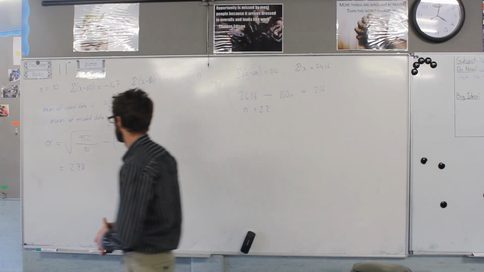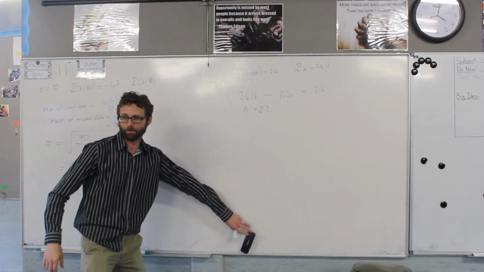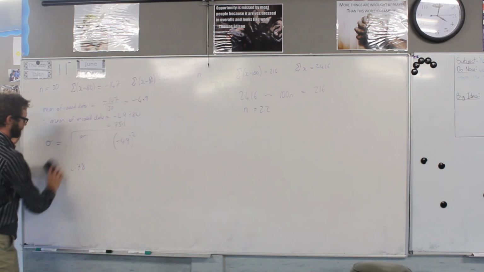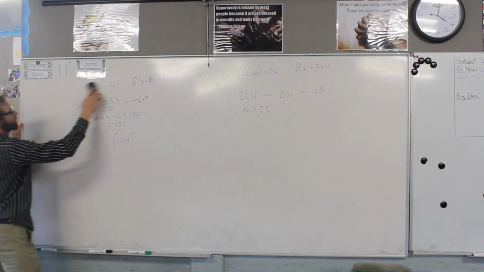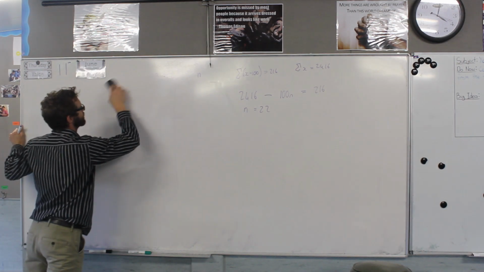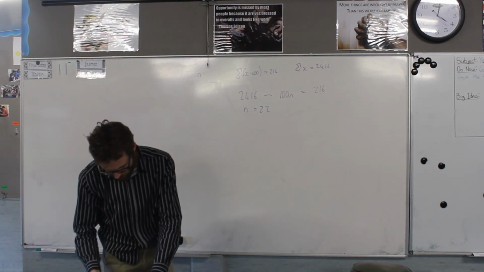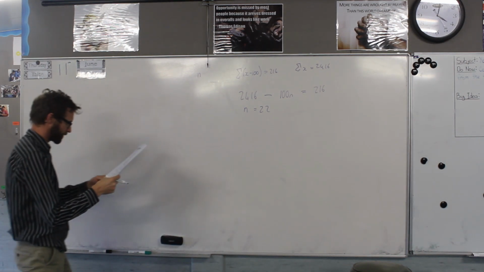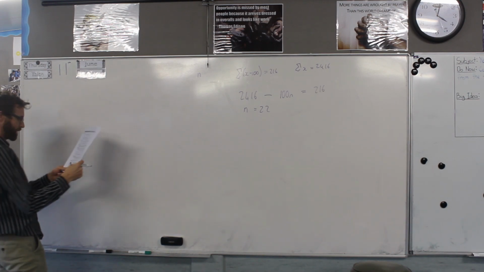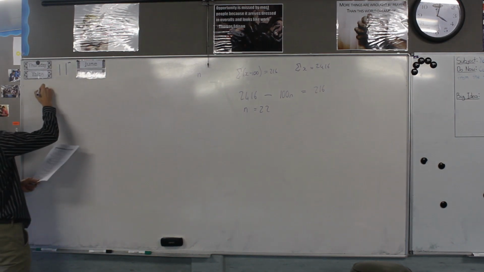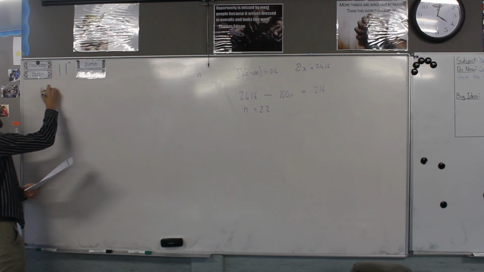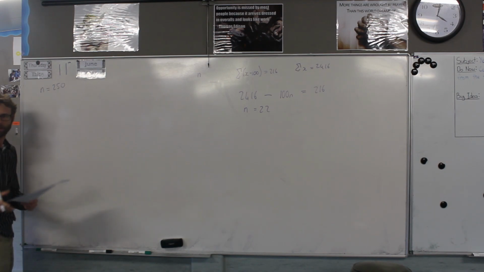Okay, last one. Well, we've done pretty well. Done a lot. The time taken in T hours to deliver letters on a particular route each day is measured on 250 working days. So N equals 250.